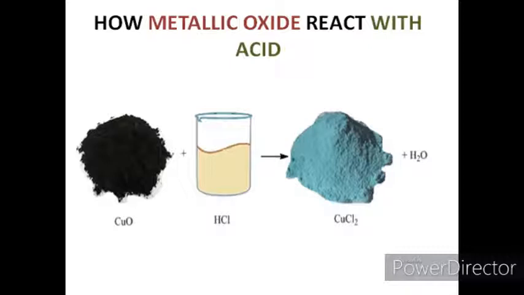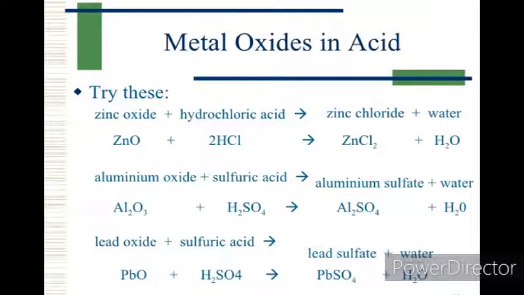First, copper oxide is broken into copper and oxygen ions. Then hydrochloric acid is broken into hydrogen and chlorine ions. After that, the double displacement will take place, which results in the formation of copper chloride and water. Now let's try some more examples in which metallic oxides react with acid.